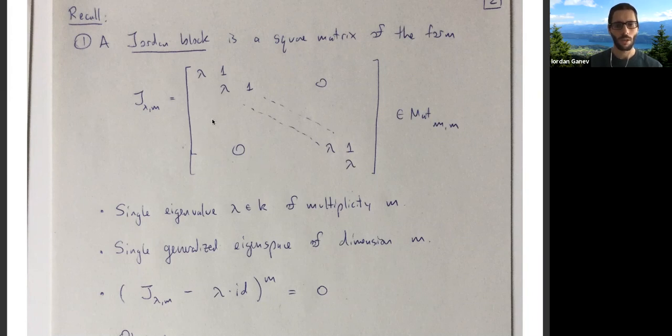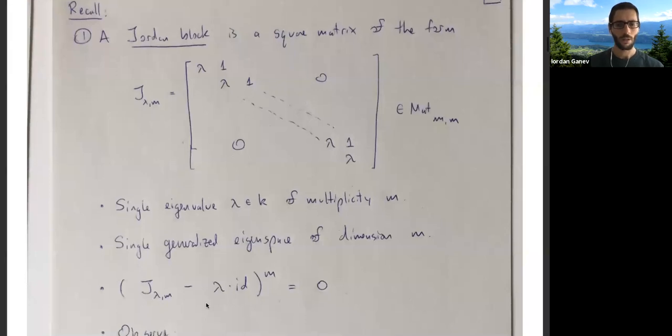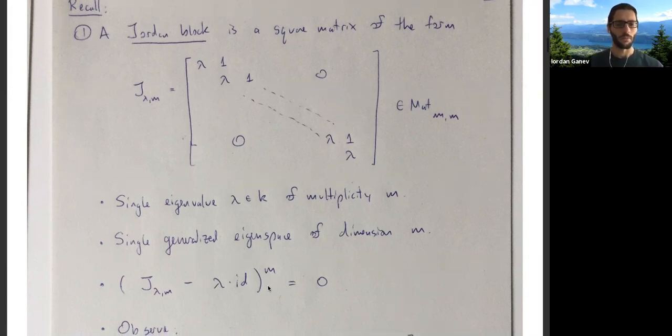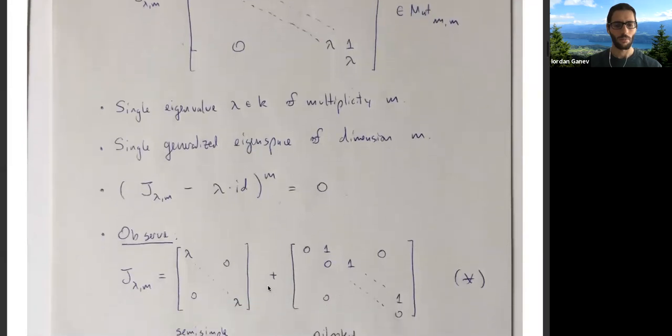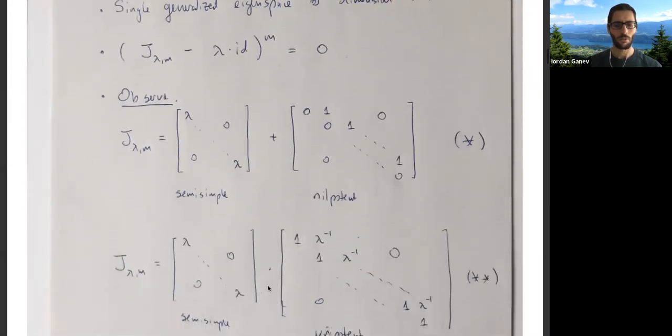It has only really one eigenspace, proper eigenspace, and that's the span of this first vector. But still, it has a generalized eigenspace of dimension m. And notice that if we subtract lambda times the identity, so Id just means the m by m identity matrix, and we subtract that off from J, that's a nilpotent matrix. In particular, if we take the mth power, we get 0. Okay, and so I want to make these observations that will be useful for later on.